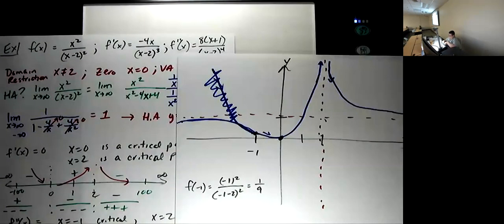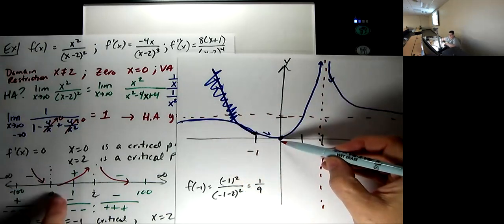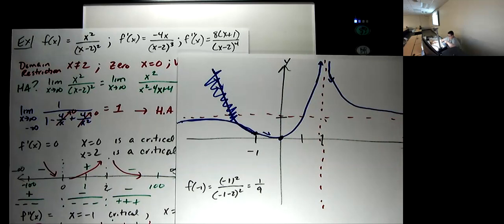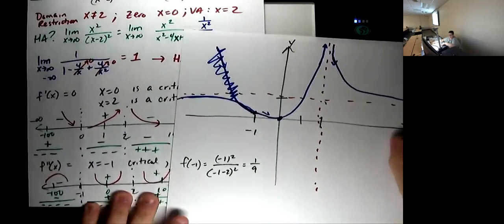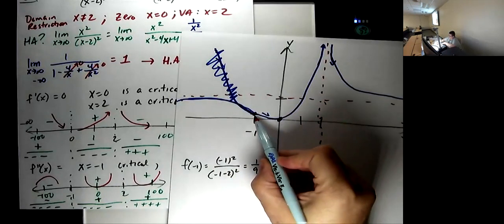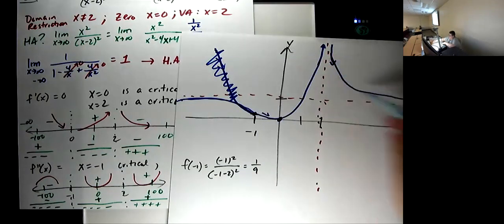So let's make sure everything's matching. Our derivative before zero is decreasing. It's going downhill. That works. From zero to two, it's increasing. And from two onward, it's decreasing. My concavity was downward from negative infinity to negative one. That matches. And it's upward here, and it's upward there. Everything's matching. While you guys are writing that, I'm going to throw it in Desmos and see what we get.